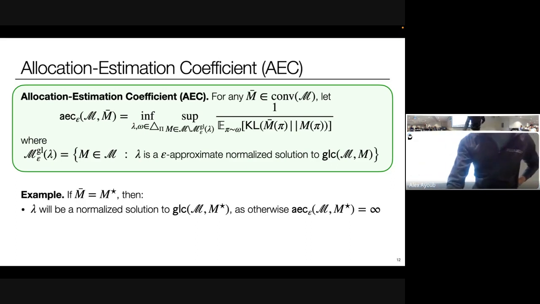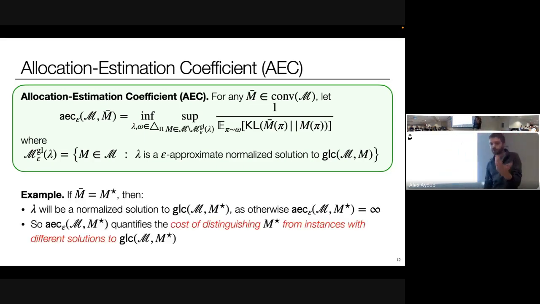Okay, and so then if lambda is a Graves and Lai allocation for m star, what the supremum is over all instances m that have different Graves and Lai allocations from m star. And so what this really quantifies then in this case is the cost of distinguishing m star from instances with different solutions to the Graves and Lai problem. And we're taking this infimum over omega, so it's saying for the best possible exploration distribution.